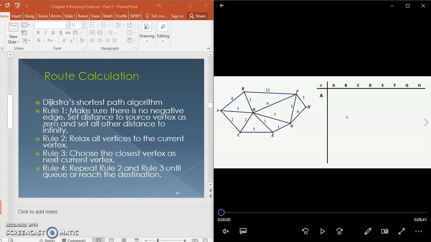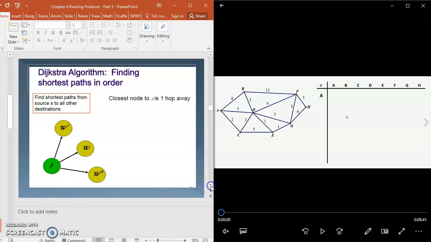Rule number 1: make sure there is no negative edge. Set distance to the source vertex as 0 and set all other distances to infinity. Rule number 2: relax all vertices to the current vertex. Rule number 3: choose the closest vertex as the next current vertex. Rule number 4: repeat rule number 2 and rule number 3 until the queue is empty or you reach the destination.